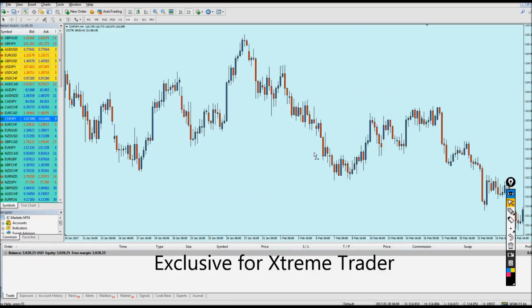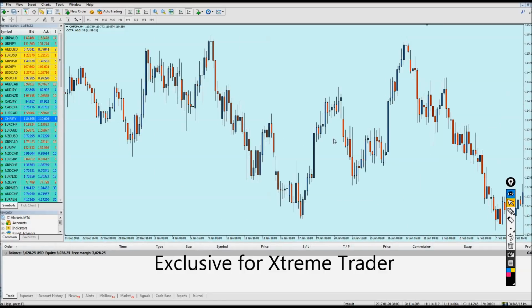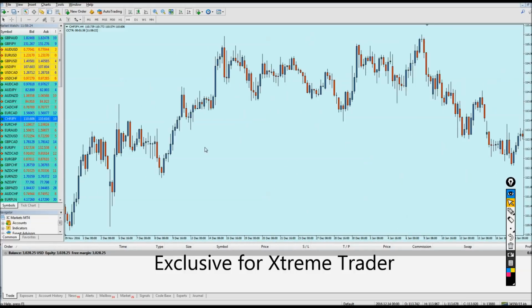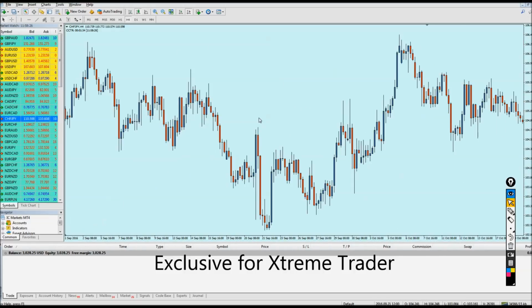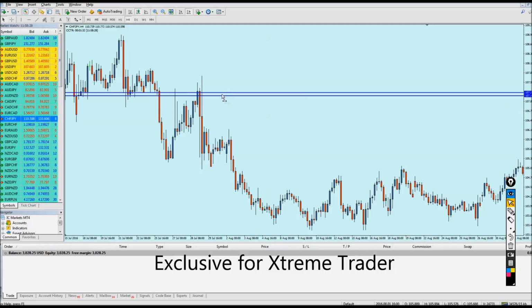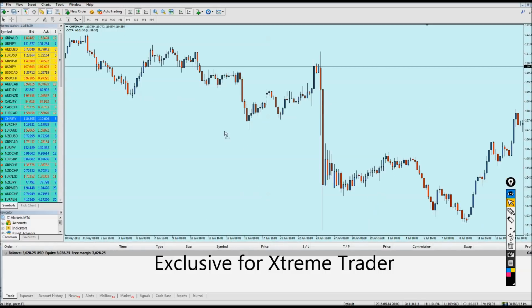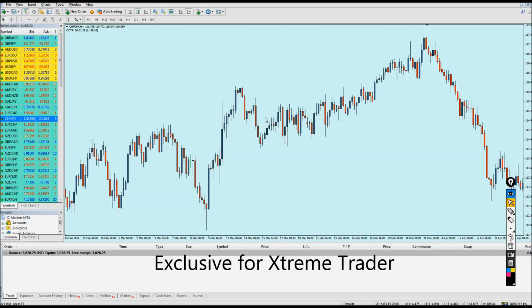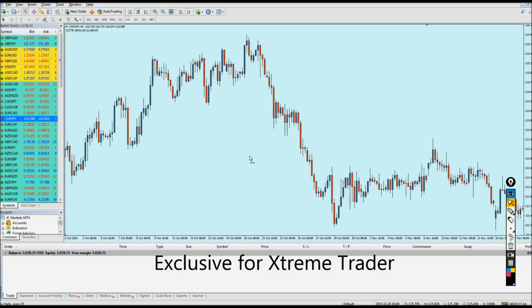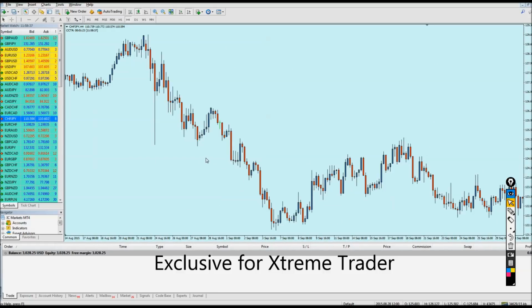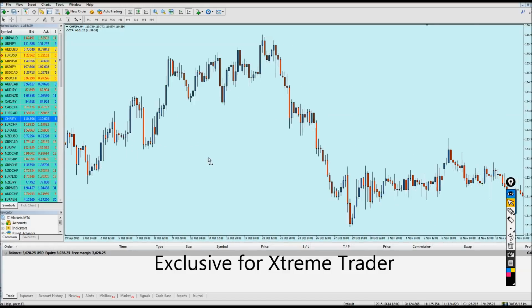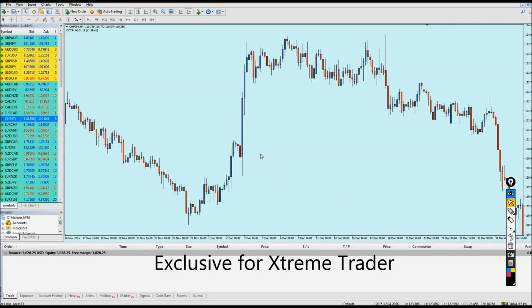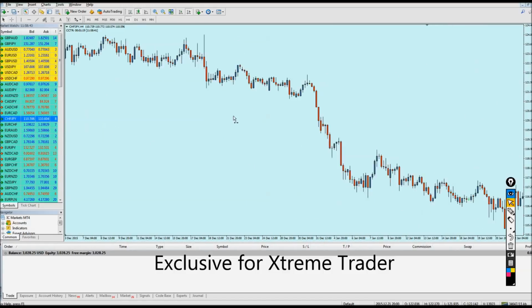Let me get rid of this line here. I just want a clear example to show you. I'm on the 4-hour chart, by the way, guys. Let me see. I want something easy.